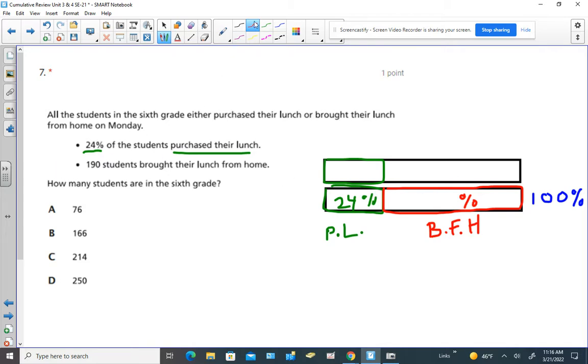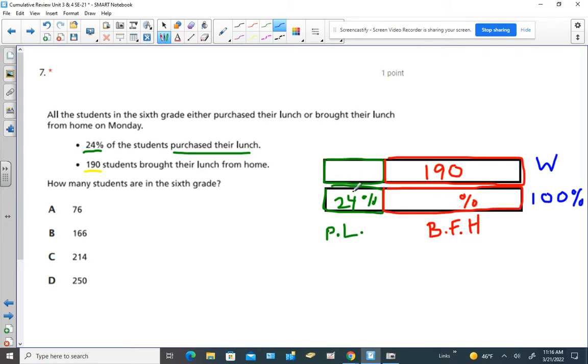Now, let's look at this number more carefully, this 190. 190 students brought their lunch from home. So that would be this number right here, and let's fill that in. So that's 190 students. Let's see what they're asking for. Read it again carefully. How many students are in 6th grade? So they want the whole, or the all of it, number. That's not what's given. So since we have this number, we do need to find this percent.